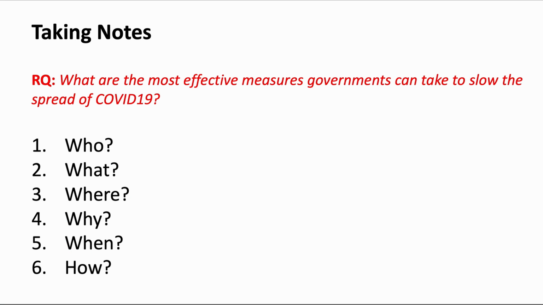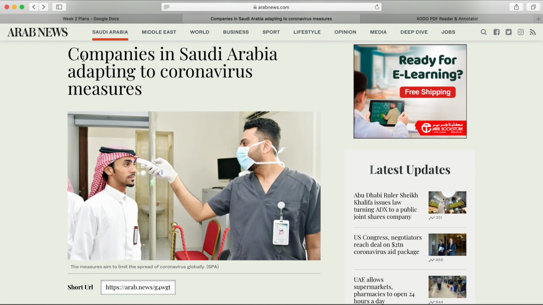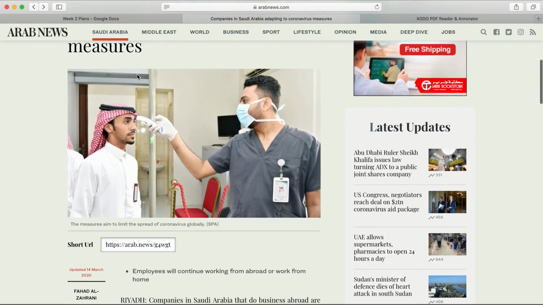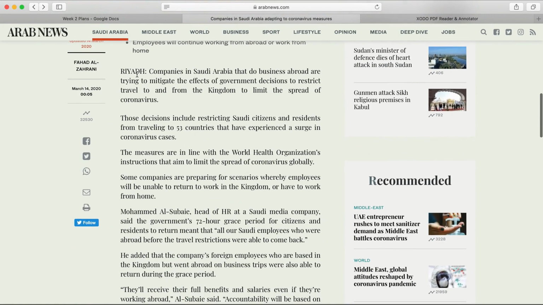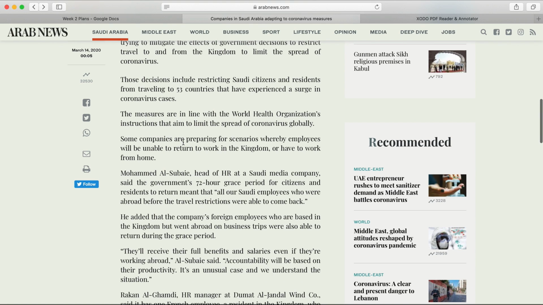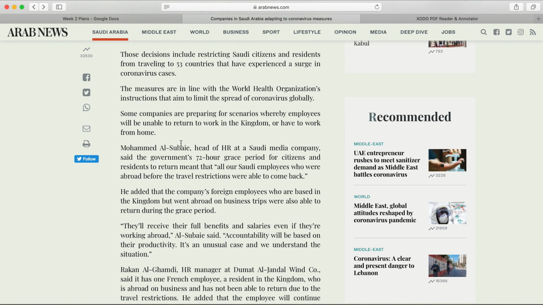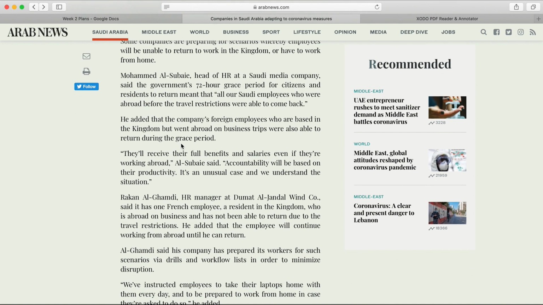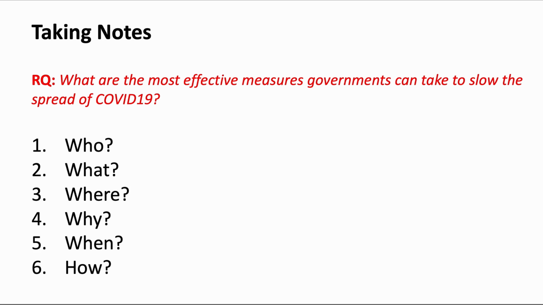So my question is, what are the most effective measures that governments can take to slow the spread of coronavirus? So let's try and answer who. In this article, the who is companies. Companies are trying to slow the virus. The government is also who. They are making rules to stop people from gathering together at work. So I can take information to answer who.